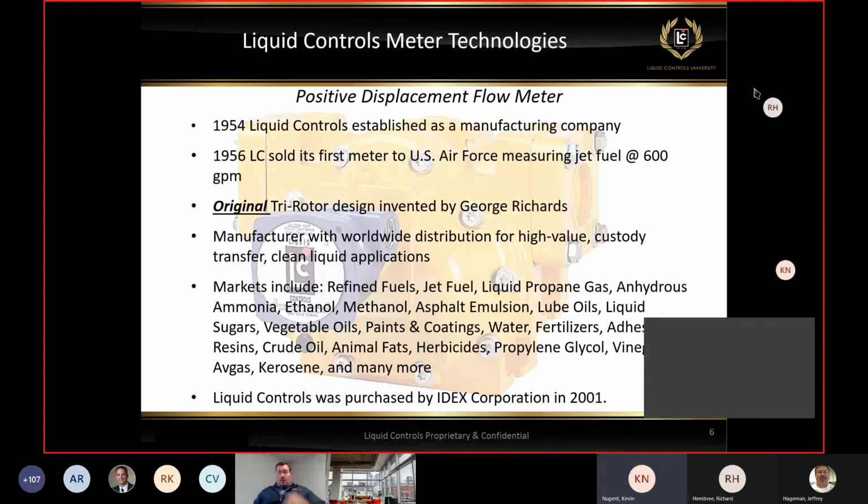We are the original inventors of the tri-rotor design, which was invented by George Richards. We are a manufacturer with the help of you with worldwide distribution, and we measure high value liquids for custody transfer applications. Some of those markets include refined fuels, jet fuels, propane gas, anhydrous, as well as many of those clean liquids that you see there on the screen. In 2001, Liquid Controls was purchased by the IDEX Corporation, who is our current owner.